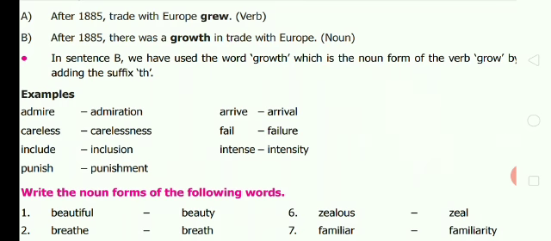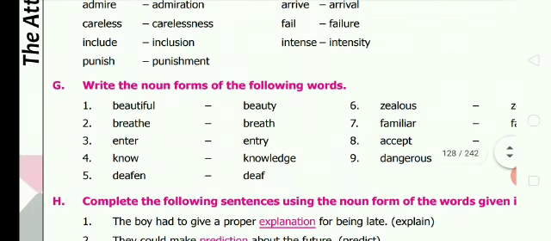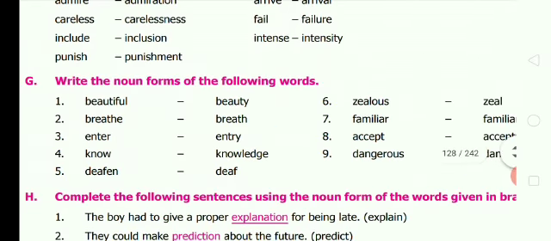Admire, admiration. Admire is verb, admiration is noun. Careless, carelessness. Include, inclusion. Punish, punishment. Arrive, arrival. Fail, failure. Intense, intensity. Moving on to next exercise G, write the noun forms of the following words.